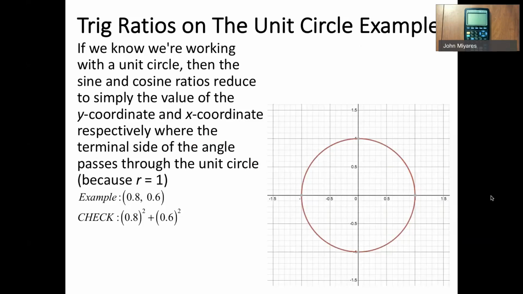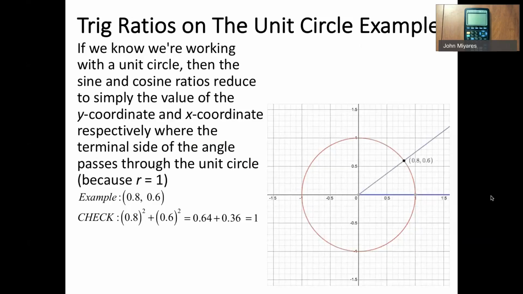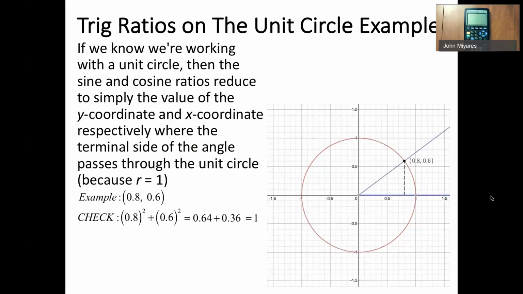Well, 0.8 squared is 0.64 and 0.6 squared is 0.36. Adding these together does give 1. That means that the point is on the unit circle, so let's construct our angle theta in standard position in such a way that the terminal side passes through the point 0.8, 0.6. Then we'll drop a perpendicular to create our reference triangle, just like we did in the last section.